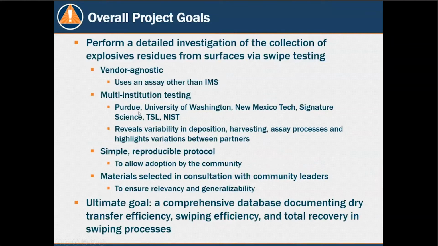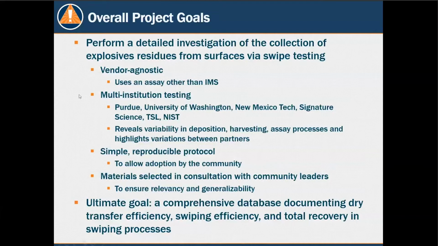We selected 3 universities, Purdue, the University of Washington, and New Mexico Tech, to be the performers of a round-robin study. Signature Science was going to do the quantitative analysis to tell us about the results of the study. Transportation Security Lab was providing materials that would be used, the residues themselves, they were providing those for the study. And NIST provided us with the sleds that were used to apply the swiping loads during the sampling. I'll show you those in just a minute.